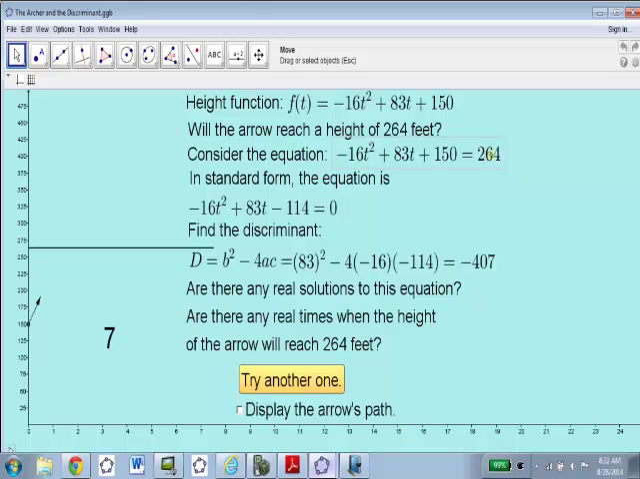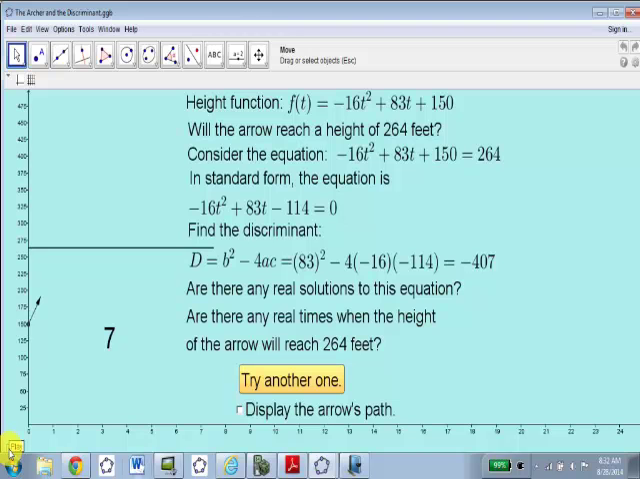So we subtract 264 from both sides. 150 minus 264 evidently is negative 114. And we take our quadratic equation and we find the discriminant. The B is 83, the A is negative 16, the C is negative 114. So we crunch those numbers, or this GeoGebra worksheet crunches those numbers, and it gets, whoa, negative 407 for the discriminant. What does this mean? It does not reach a height of 264 feet. There's no real number for which this is satisfied, so it does not reach the height.